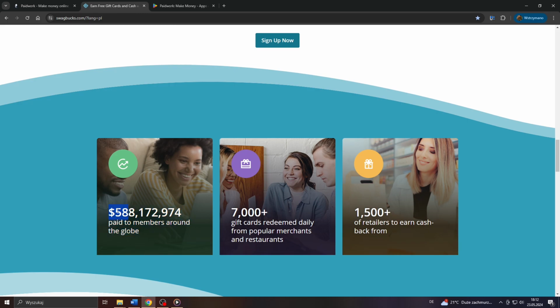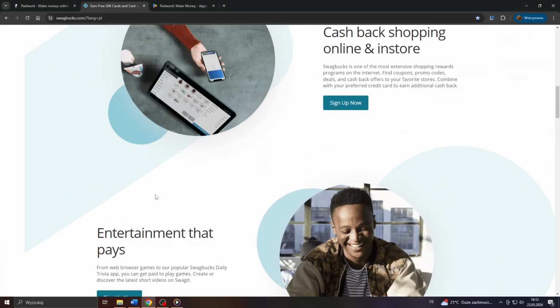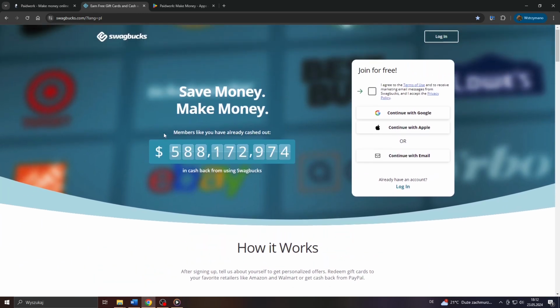Alright, so I'd say we stop for today. That's 10 survey sites and apps you can use from the United States in 2024.